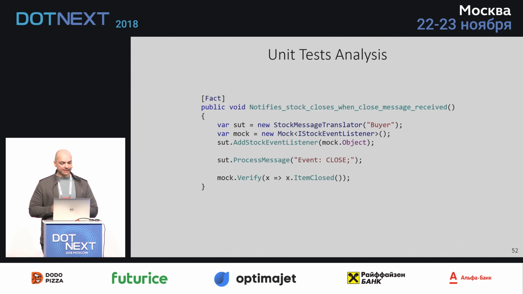So here you can see an example. Here, the test instantiates a translator. It also passes an event close message to this translator and then verifies that this class calls this item closed event on the buyer. And this is an example of coupling the test to the implementation detail.